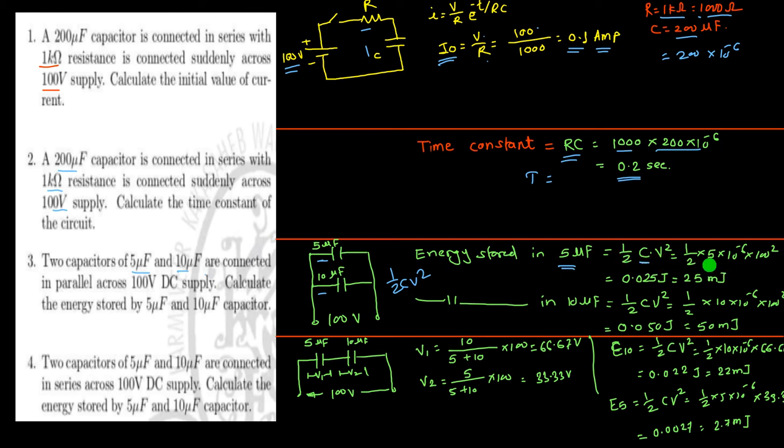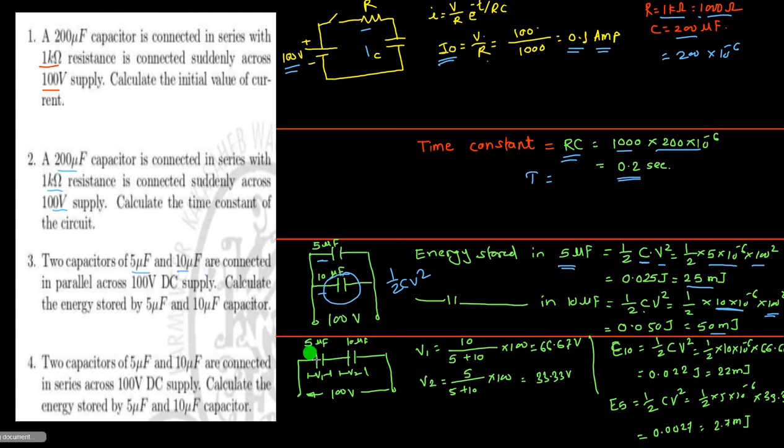Here the value of C is 5 microfarad, and since it is in parallel, the voltage applied across each is the same. So it is 1/2 into 5 microfarad into 100 square, which gives you 25 millijoules. Similarly, the energy stored in the 10 microfarad capacitor is 1/2 CV square, where the capacitance is 10 microfarad and the voltage is 100 square, so it gives you 50 millijoules.